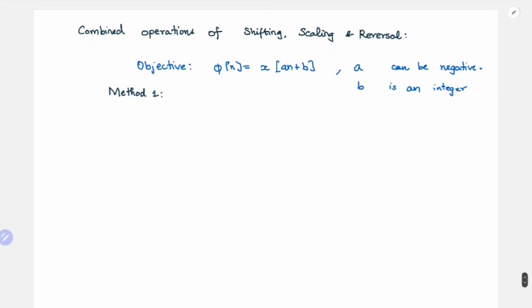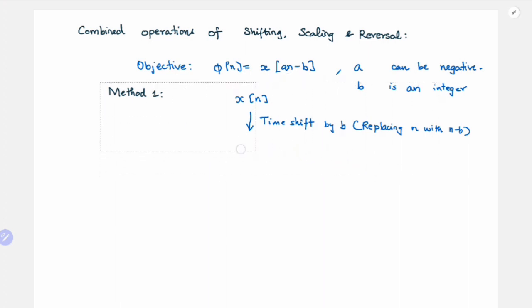So method 1, what we are going to do is, we will have x of n. So first we do the time shifting. Time shift by b. So this is nothing but, in mathematical terms, replacing n with n minus b, right? We can take it as a right shift.